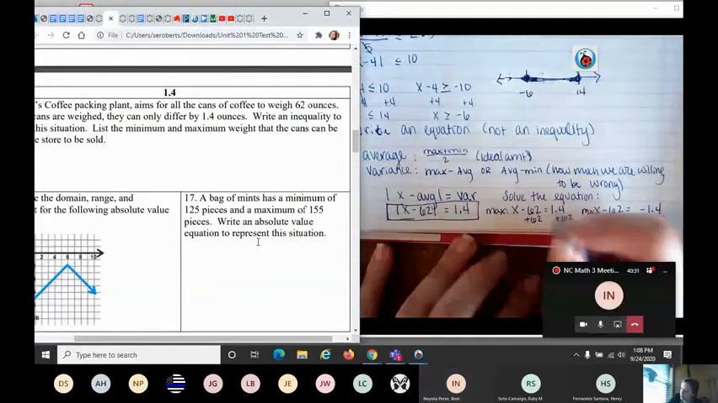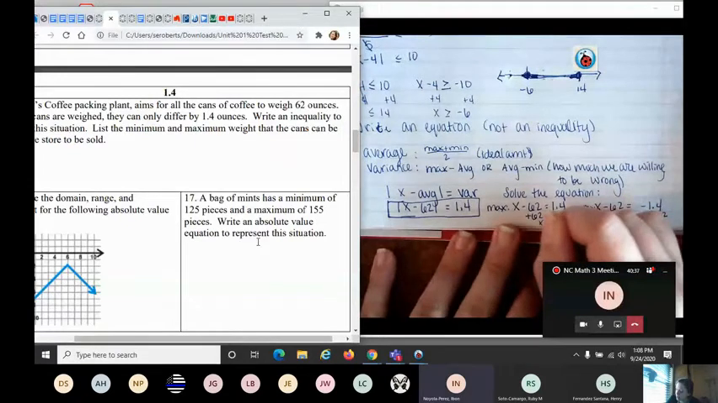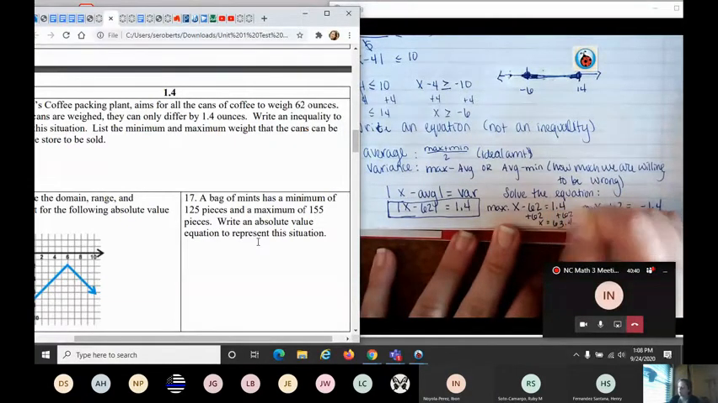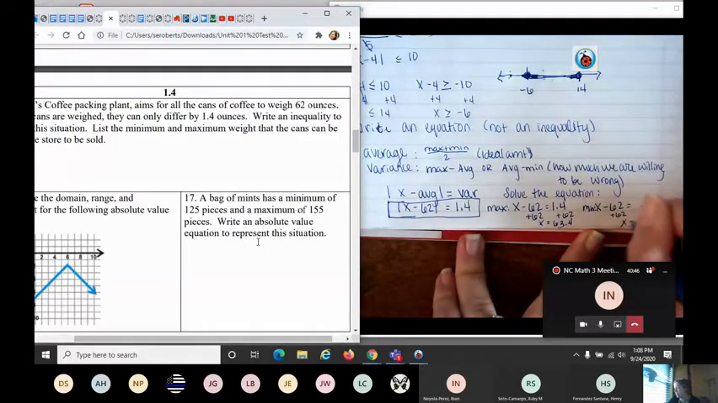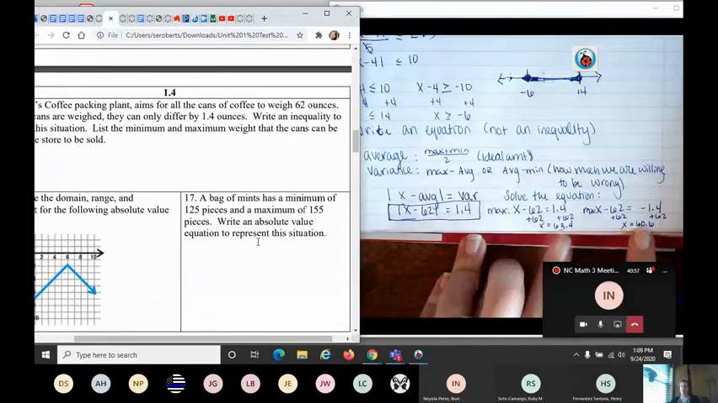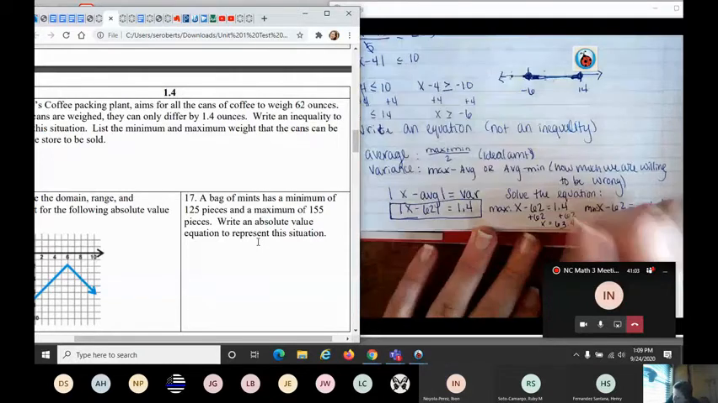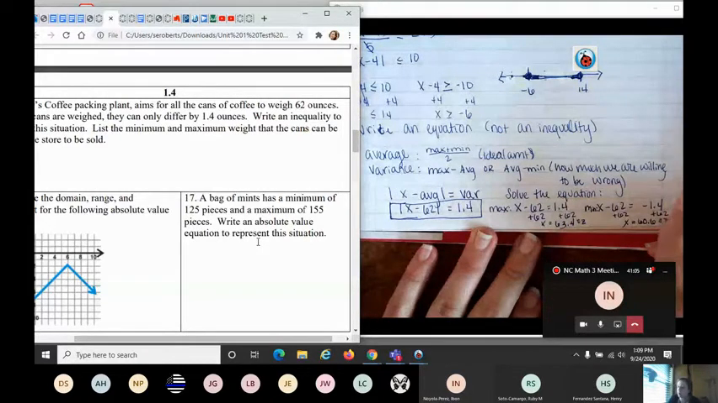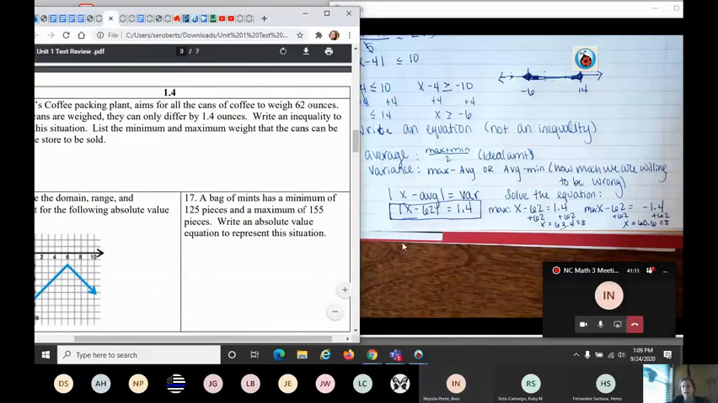1.4 plus 62 is going to give me x equals 63.4. And then 62 minus 1.4 over here is going to give me x equals 60.6. Okay, so 63.4 is going to be my maximum value that I can have in the store. And 60.6 is going to be the minimum weight I can have in the store. And these were in ounces. Okay, I feel like there are probably a lot of questions about this particular problem. What questions do you guys have?